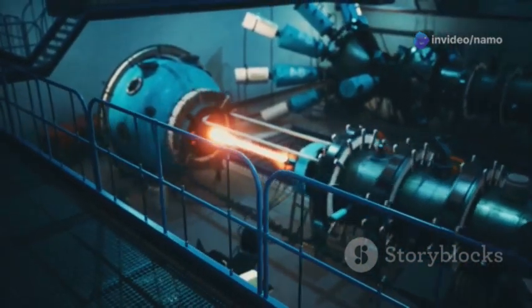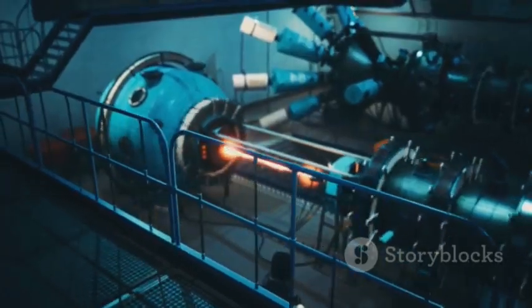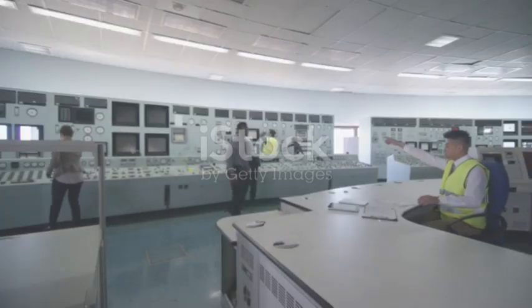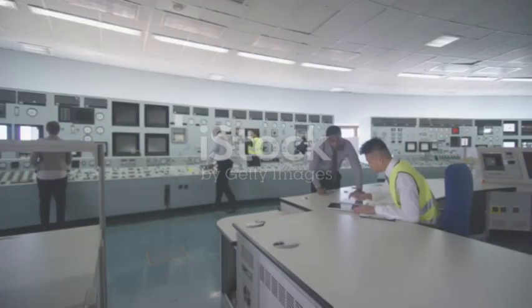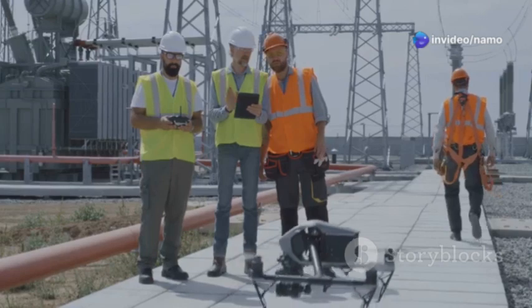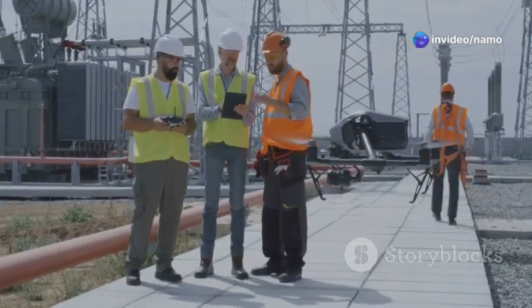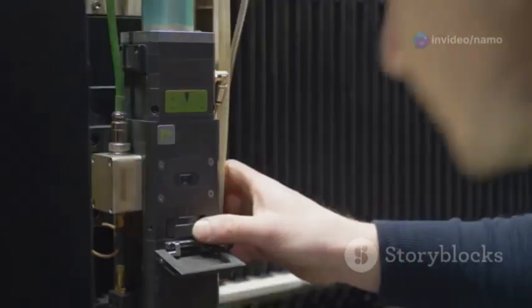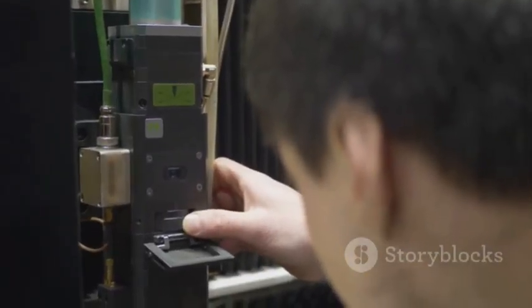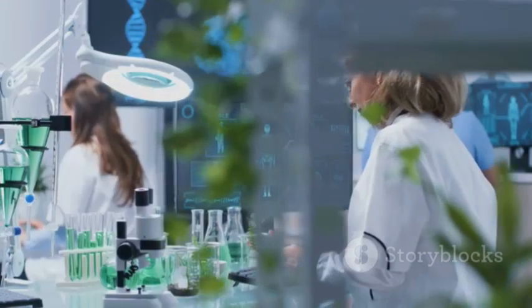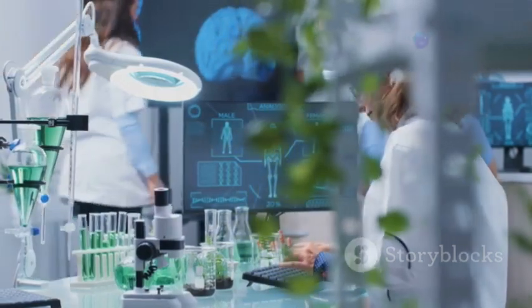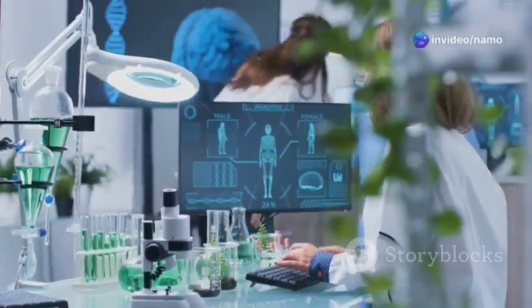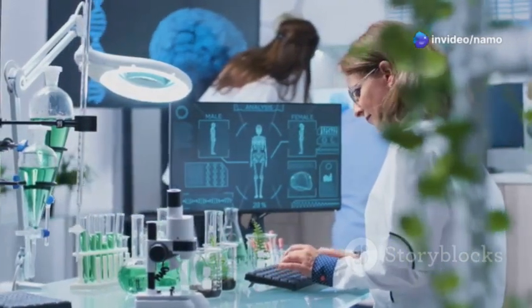Section 8. The future of nuclear safety: continuous improvement. The field of radioactivity monitoring is constantly evolving. Scientists and engineers are always looking for new and better ways to protect workers and the public from radiation exposure. One area of focus is the development of more sensitive and reliable CAMs.